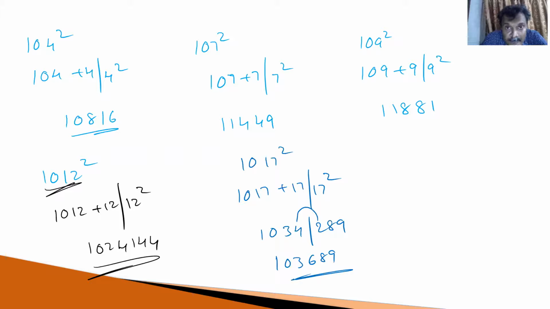Okay, but if you observe, all these are squares. All these are squares. But what about the multiplication? That is the important.